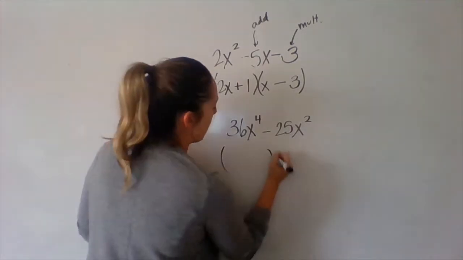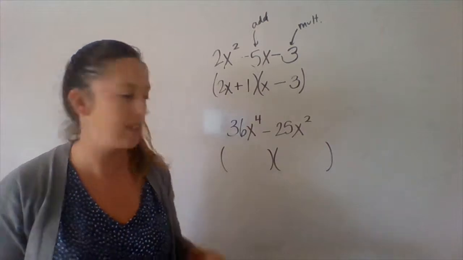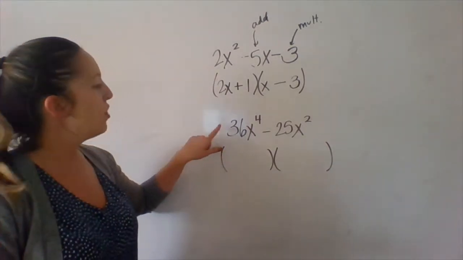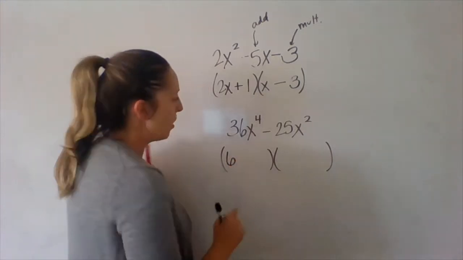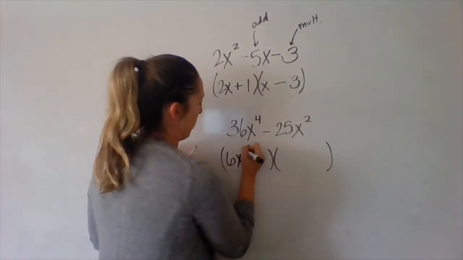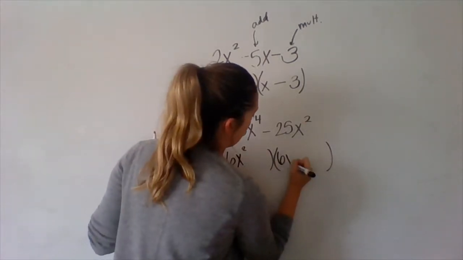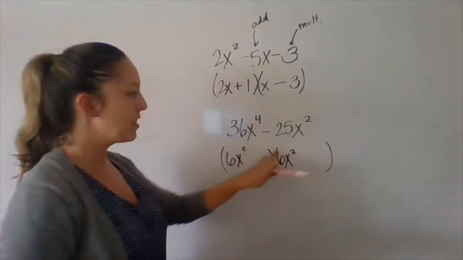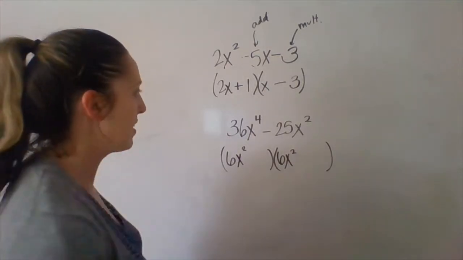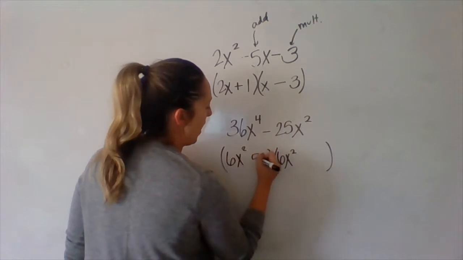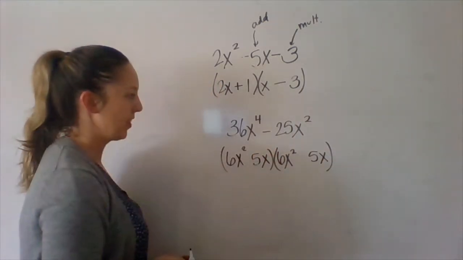Okay, you take the square root of the first term, so this is why it only works with perfect squares. Take the square root of the first term, 36, square root of 36 is 6. And then the square root of x to the 4th is x squared. We would divide by 2. And that goes in the front of both. And then take the square root of the back term. The square root of the back term, 25x squared, taking the square root would be 5x and 5x. Okay.